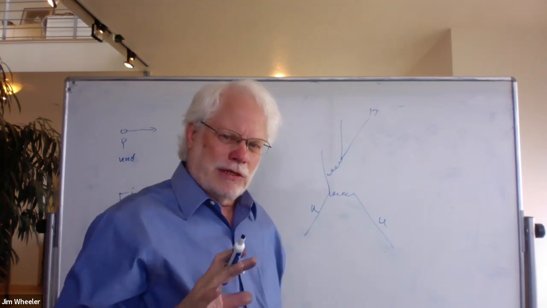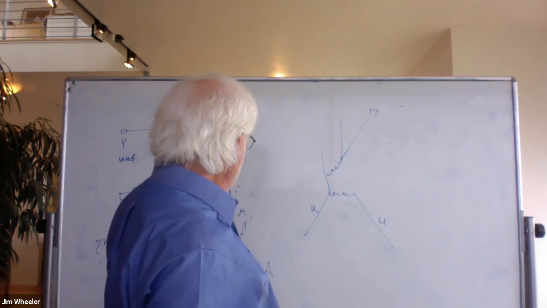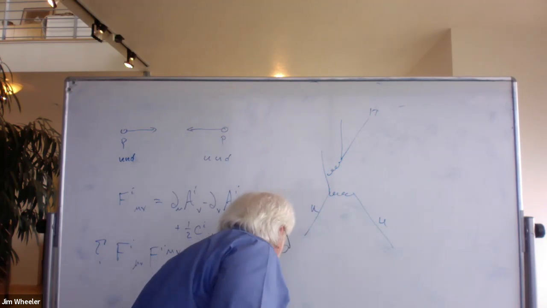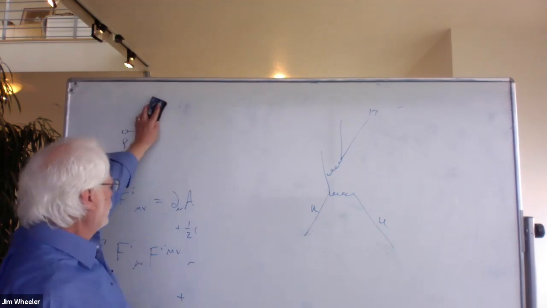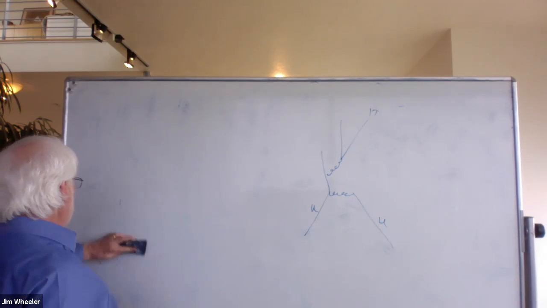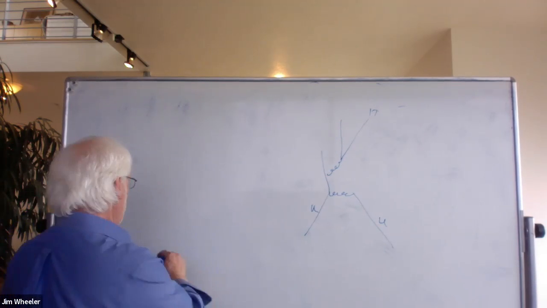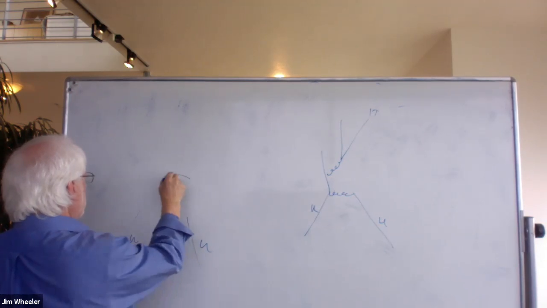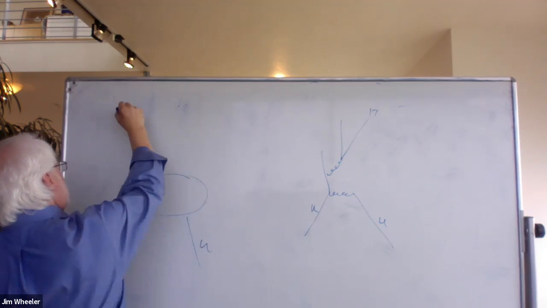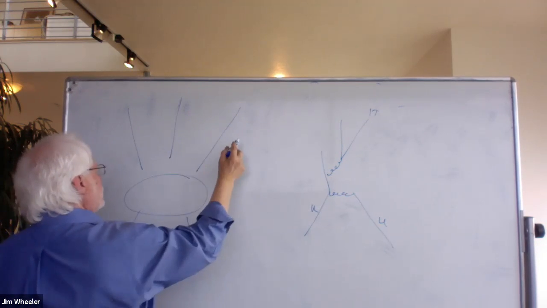But what you actually see, suppose you have a collision like that, produces three energetic particles. You have your UN and your UN, and stuff happens here, but three particles come out.